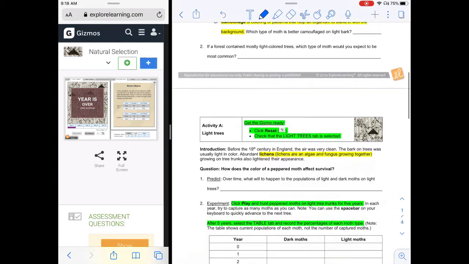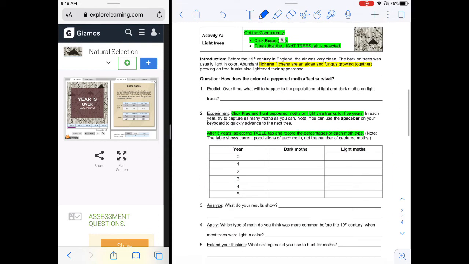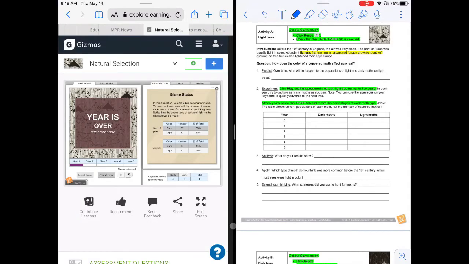Now we're going to move on to activity A, which is going to be on the second page. So to get this ready, we need to click reset. We're going to check that the light trees tab is selected. So if you look on my gizmo over here, light trees is selected. I need to click reset. And we're ready to go.